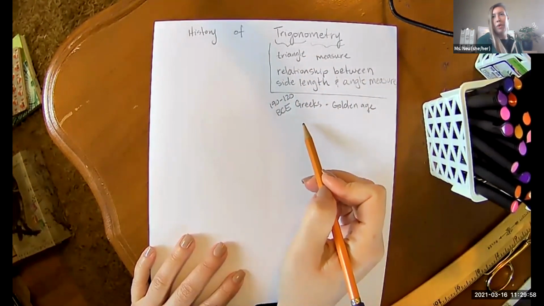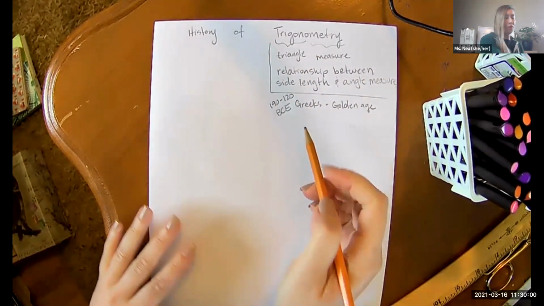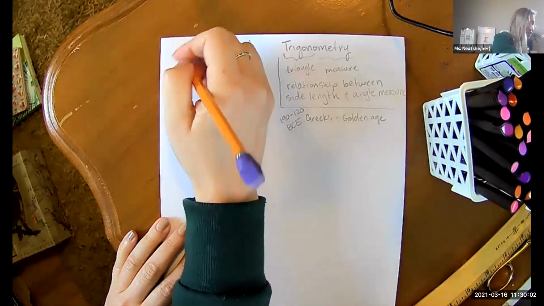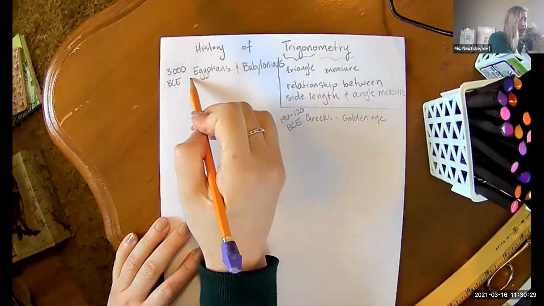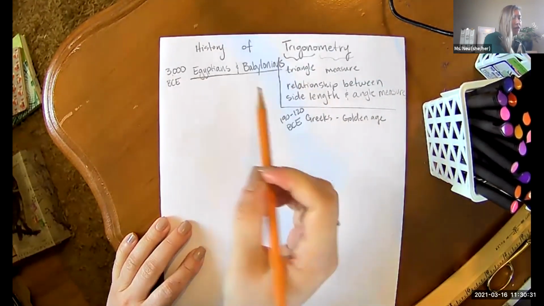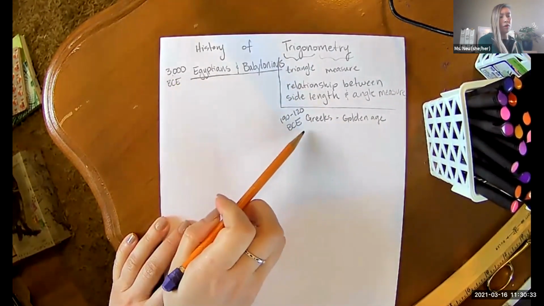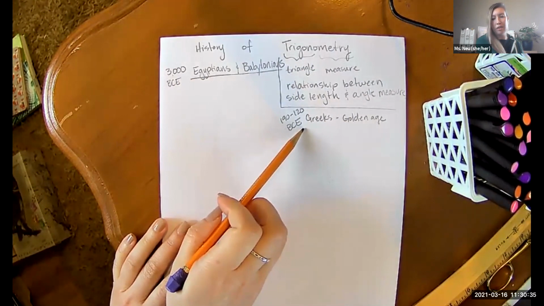Before them, we had the Egyptians and Babylonians. Wasn't quite enough space right here, but this says Babylonians, right? The Egyptians and the Babylonians were way, way before what everybody did in Greece.